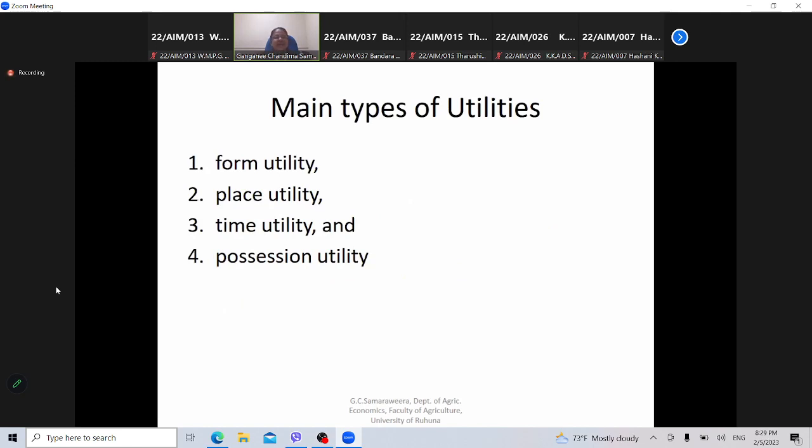Okay, so there are main 4 types of utilities. Hope you are learning this for the first time. Form utility, place, time, and possession. Okay, for example, form utility. So your utility varies with different forms of products. Let's say some may like fruit juice. So instead of taking mango, some like mango juice. So we change the form from mango fruit to juice, the liquid.